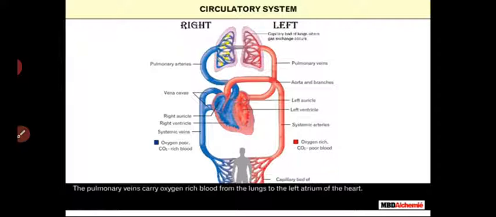The pulmonary veins carry oxygen rich blood from the lungs to the left atrium of the heart. The left atrium contracts and pushes the oxygenated blood into the left ventricle. The left ventricle contracts and pumps the oxygenated blood into the main artery called the aorta.